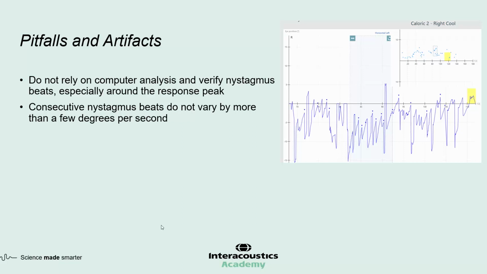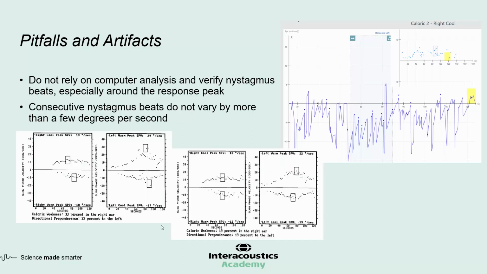When you do that, just remember, if you have consecutive nystagmus beats, they can't be more than a few degrees apart. So if one nystagmus beat shows 20 degrees per second and the one next to it shows 5 degrees per second, one of them is not right. Which one is not right? Usually the one that has more neighbors that are like it is the one you should consider. So during this process, make sure you clean up your tracings so you can get better numbers.